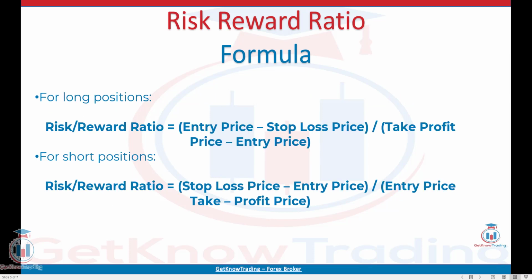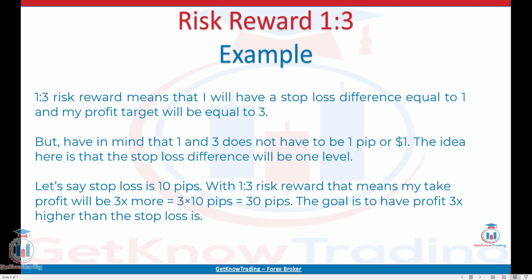Then you have long positions, and that is when you open a buy order. This is the formula, and short positions are the case when you open a sell order. So you will see that in the MT5 trading platform as an example. Here is one example that I would like to show you. When you have a risk reward of 1/3, that means you will have a stop loss difference equal to 1 and the profit target will be equal to 3.